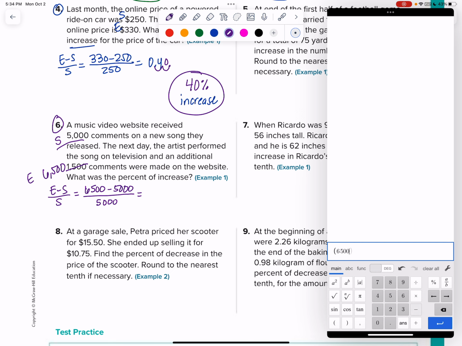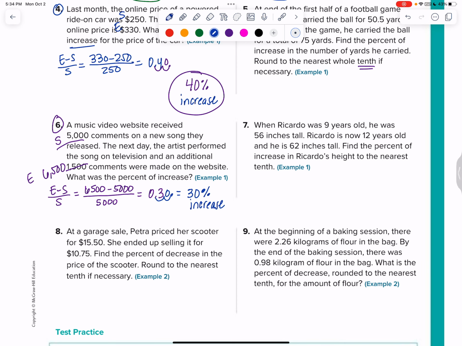6,500 minus the original, minus the start of 5,000, divided by the start of 5,000, and we have 0.3, okay? And that's just the decimal. Let's go ahead and multiply it by 100 to change it to a percent, and we have 30% increase, okay? Because think about it, if the end was 1,500, that would be a number going down. That would be a decrease, which isn't really what happened with this one.